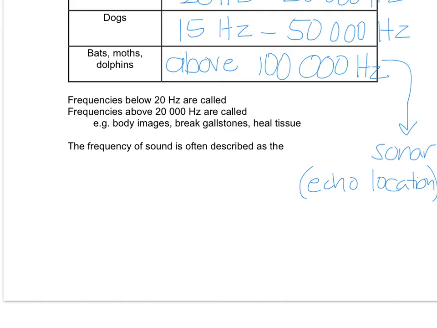Any frequencies that are below our audible range of 20 hertz, we call that infrasonic. Frequencies that are above 20,000 hertz are called ultrasonic. And you've heard that term before.